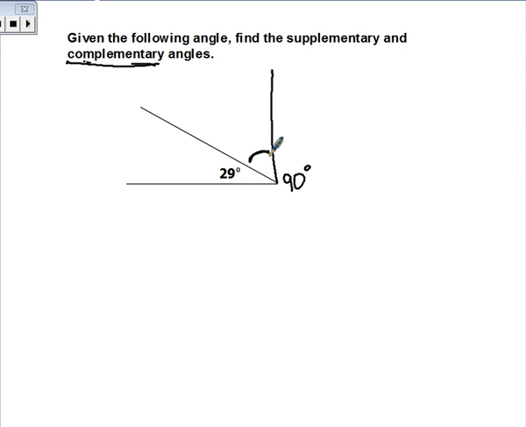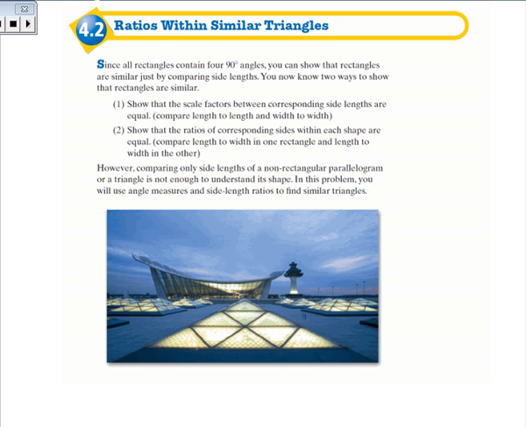Bring that with you tomorrow to class and be ready to discuss. This will be the beginning of our lesson. So tomorrow we're going to be working with ratios within similar triangles. Okay, so be prepared and ready to discuss your angle measurements and also have your CCD chart already in your notes.